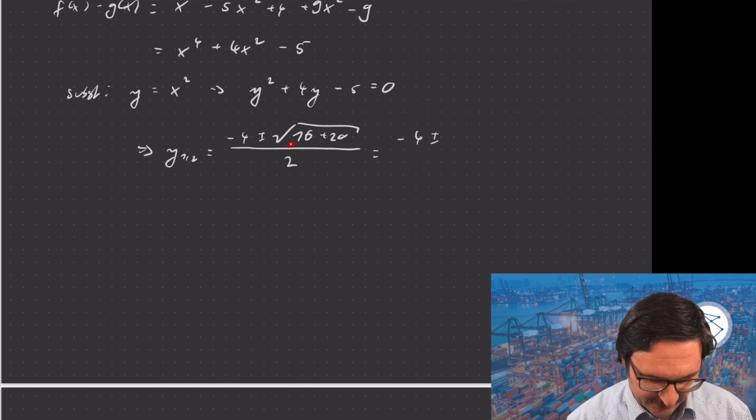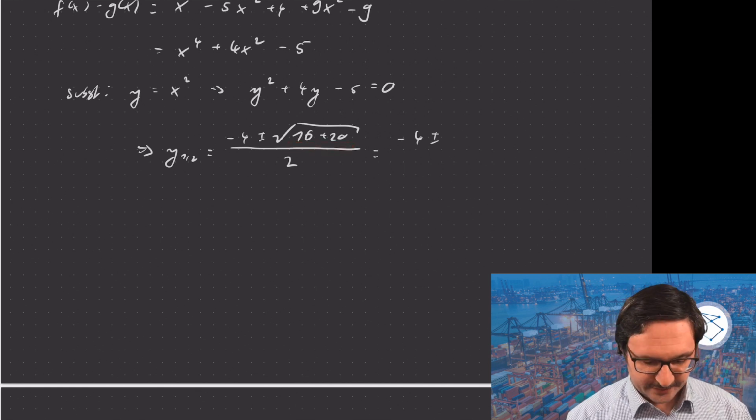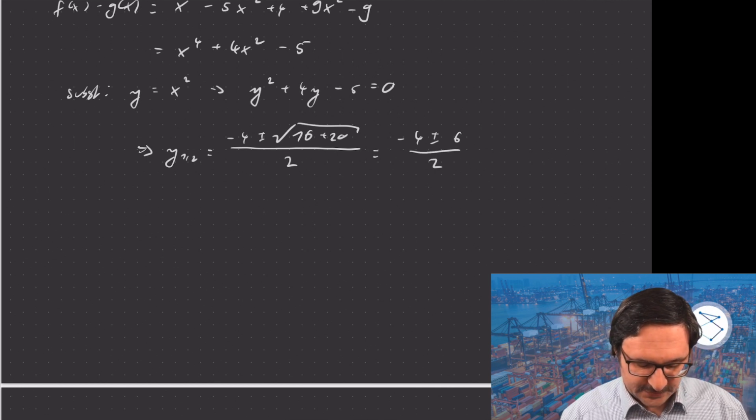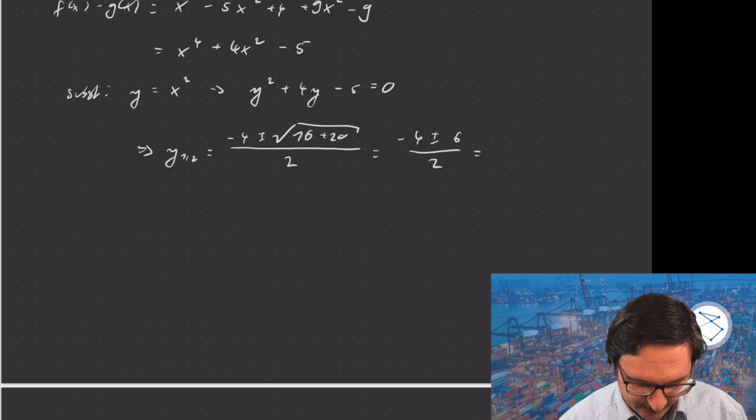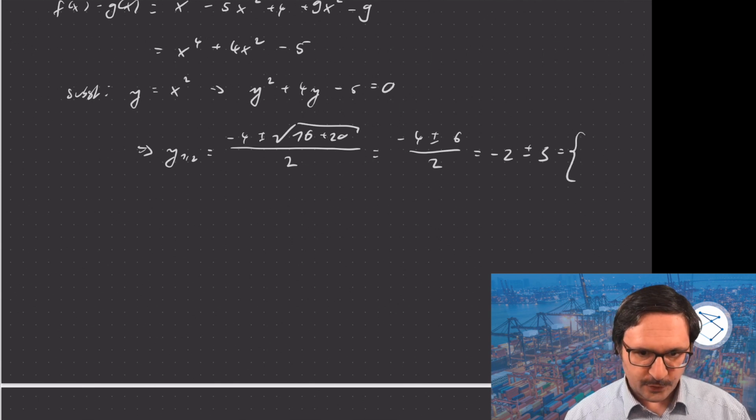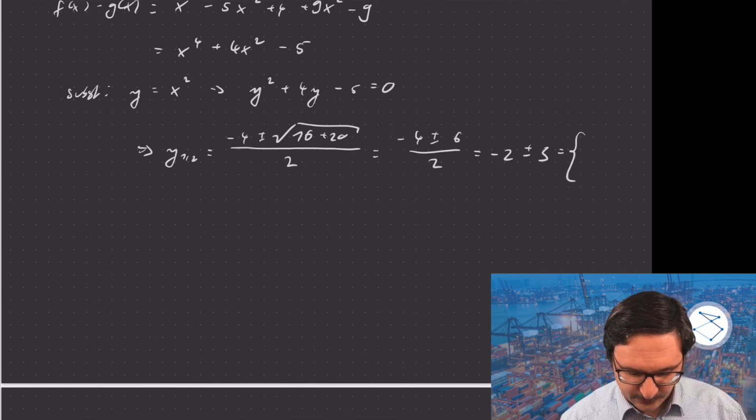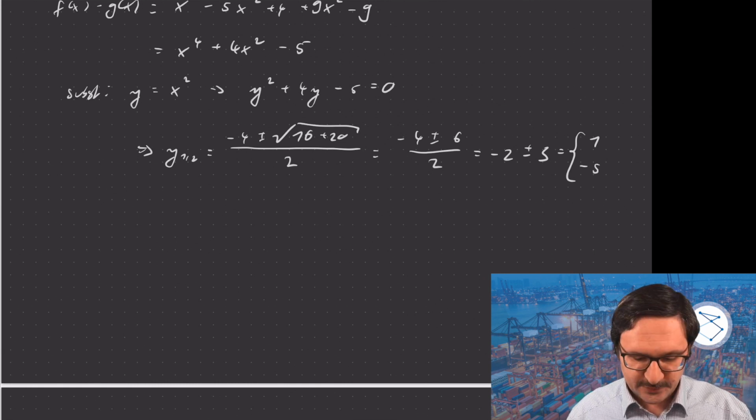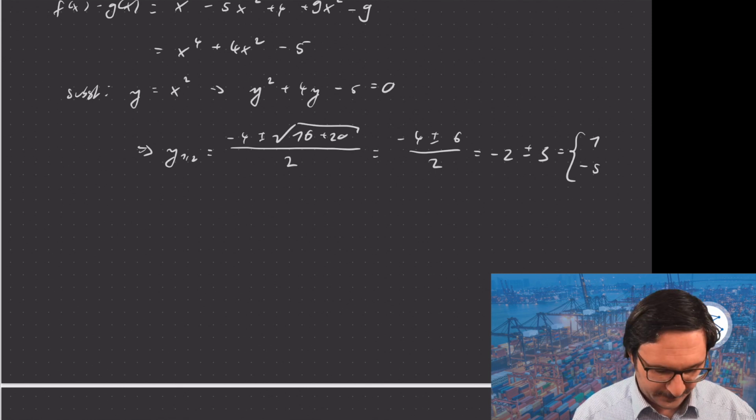So we have minus 4, here we have the square root of 36, the square root of 36 is 6. So it's minus 4 plus minus 6 over 2, or minus 2 plus minus 3. Or we get the two solutions, plus 1 and minus 5. So that's the two possible roots in terms of y.